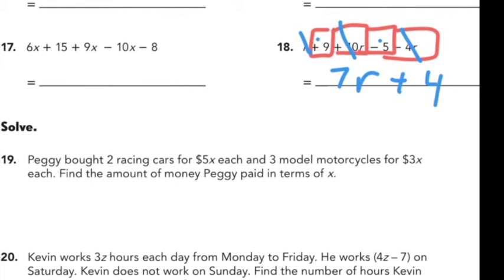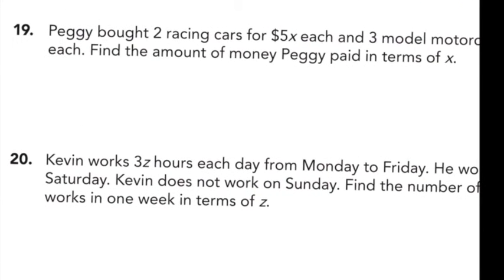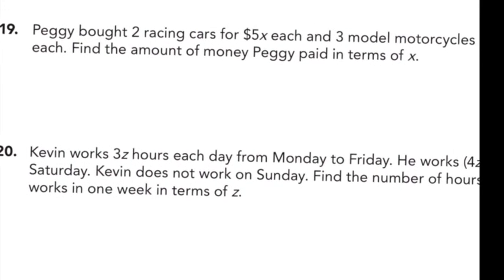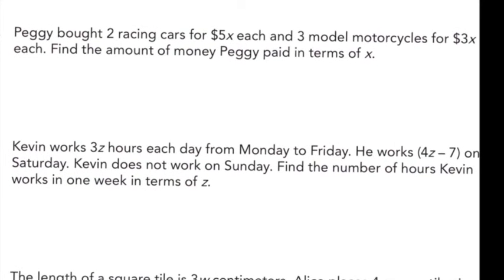Okay, so let's try 19. Now what we're going to do is come up with an expression, I'm sorry. So let me just move this over. First it says Peggy bought 2 racing cars for 5x each. So I like to make a chart.